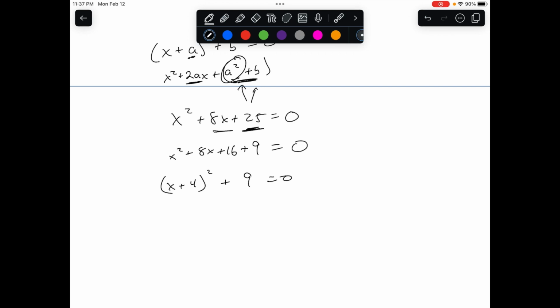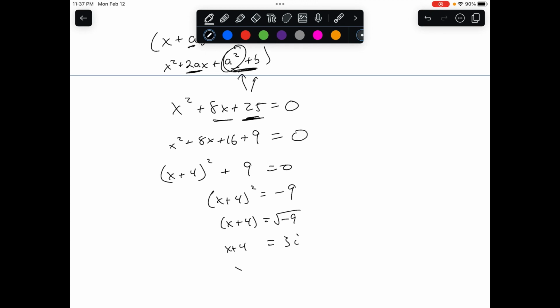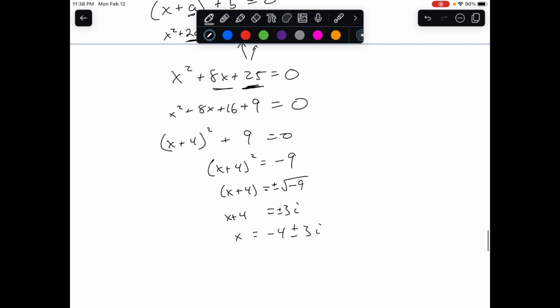And if we're just trying to solve this, then you can bring the 9 over. So x plus 4 squared equals negative 9. And then take a square root. You get x plus 4 equals the square root of negative 9, which is just 3i. And because we're taking a square root, we should also account for both the positive and negative square roots. And so we get plus or minus 3i here. And so x is equal to negative 4 plus or minus 3i.